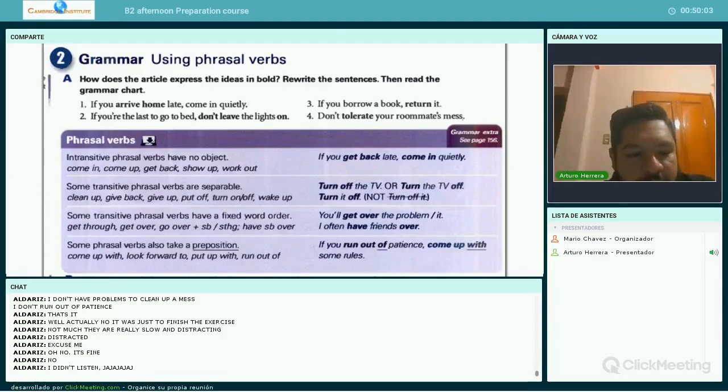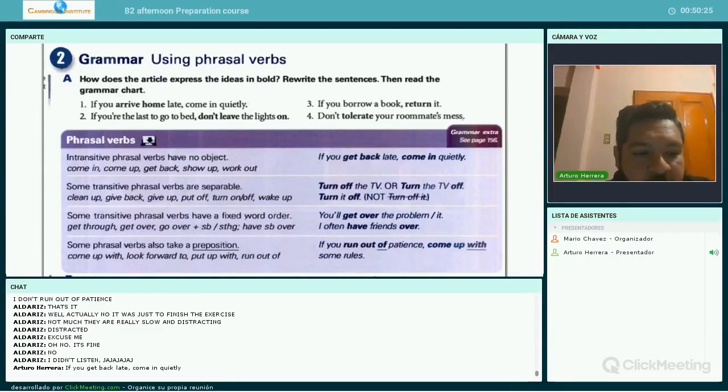For example, if you get late, coming quietly. I am rephrasing number one using the words from the first part of the exercise.